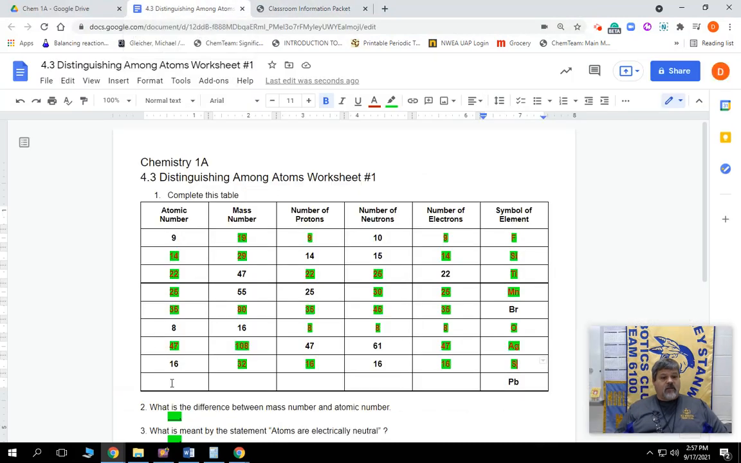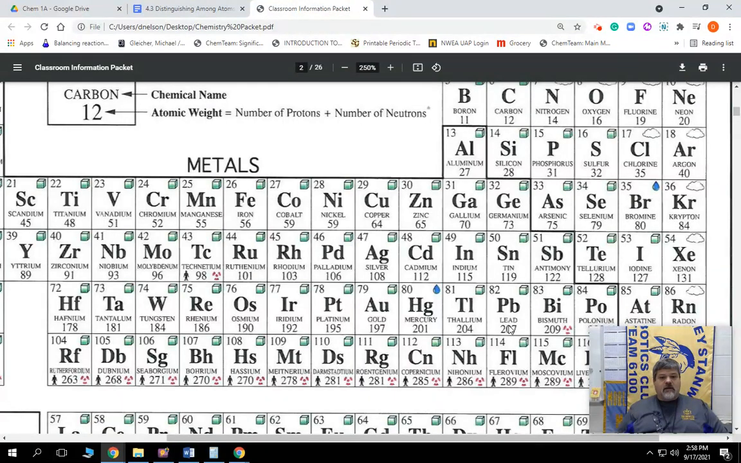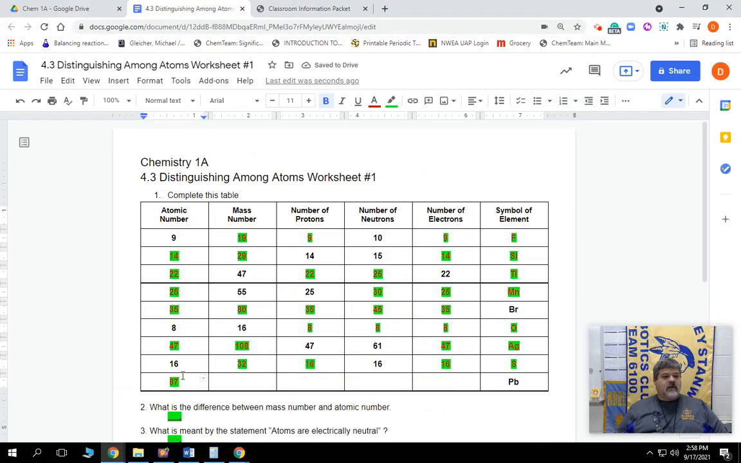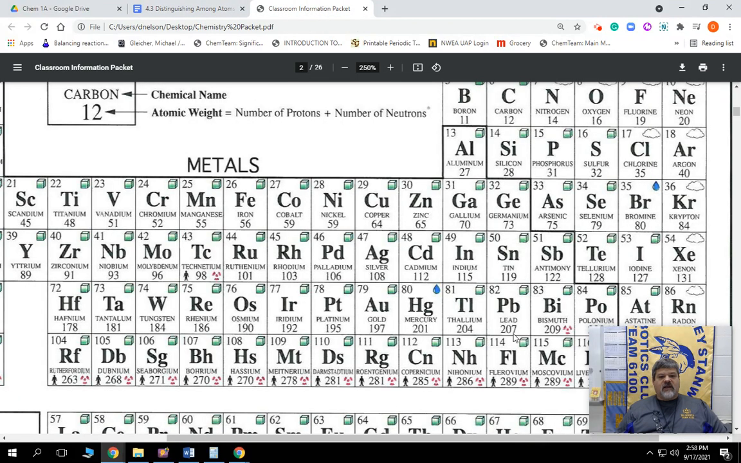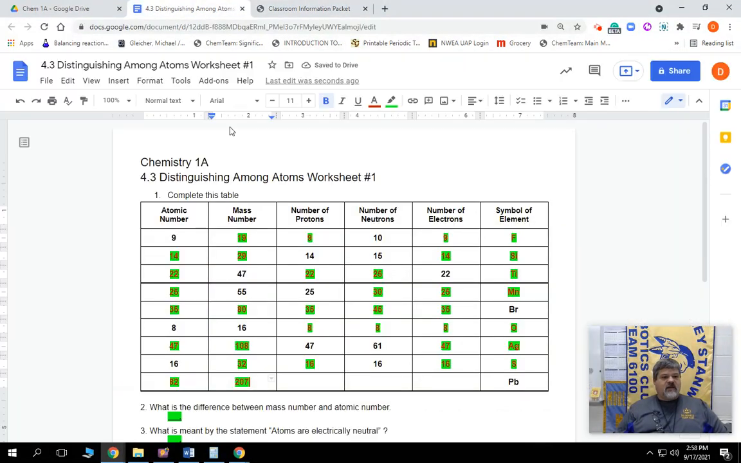So let's go back here and we can put in 87. Let me double check that, make sure it's right. No, it's 82. Good thing we go back and check those things. So 82. And I believe this was 207, but again, we'll go back and we'll double check. Here's lead, 207, and that's what we got.